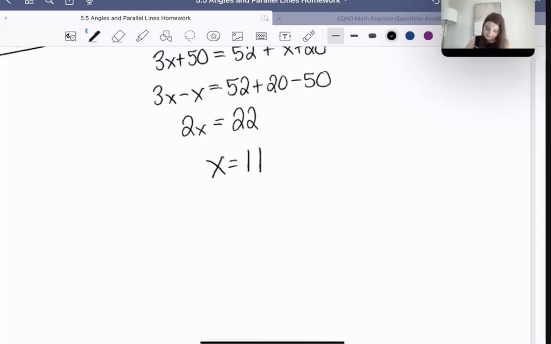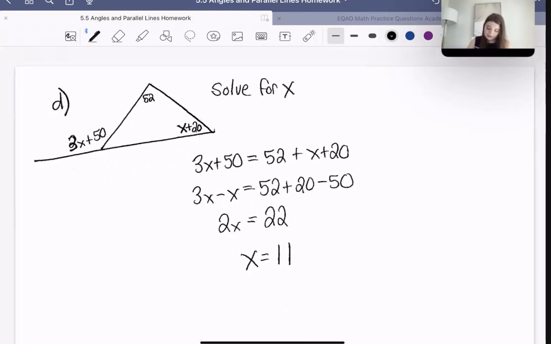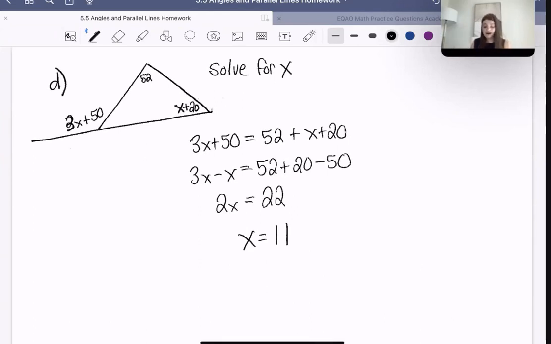Okay, let's do one more example that they show. They show this example where they solve for x. So they say that 3x plus 50, the exterior angle, is equal to the two interior angles added together, which is 52 plus x plus 20. And then they just rearrange this and solve for x. They do that by subtracting x from both sides in the first step. Then they subtract 50 from both sides in the second step. And then they end up getting 2x is equal to 22. And so they divide both sides by 2 to get x is 11 at the end. So there it is.